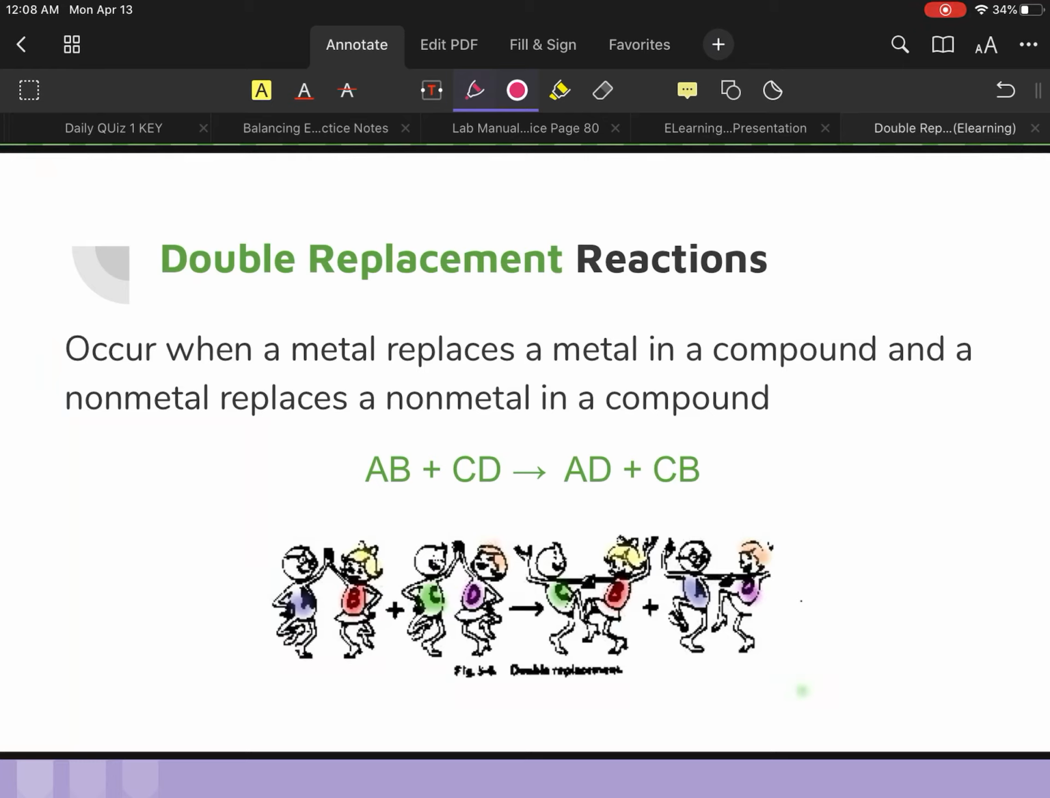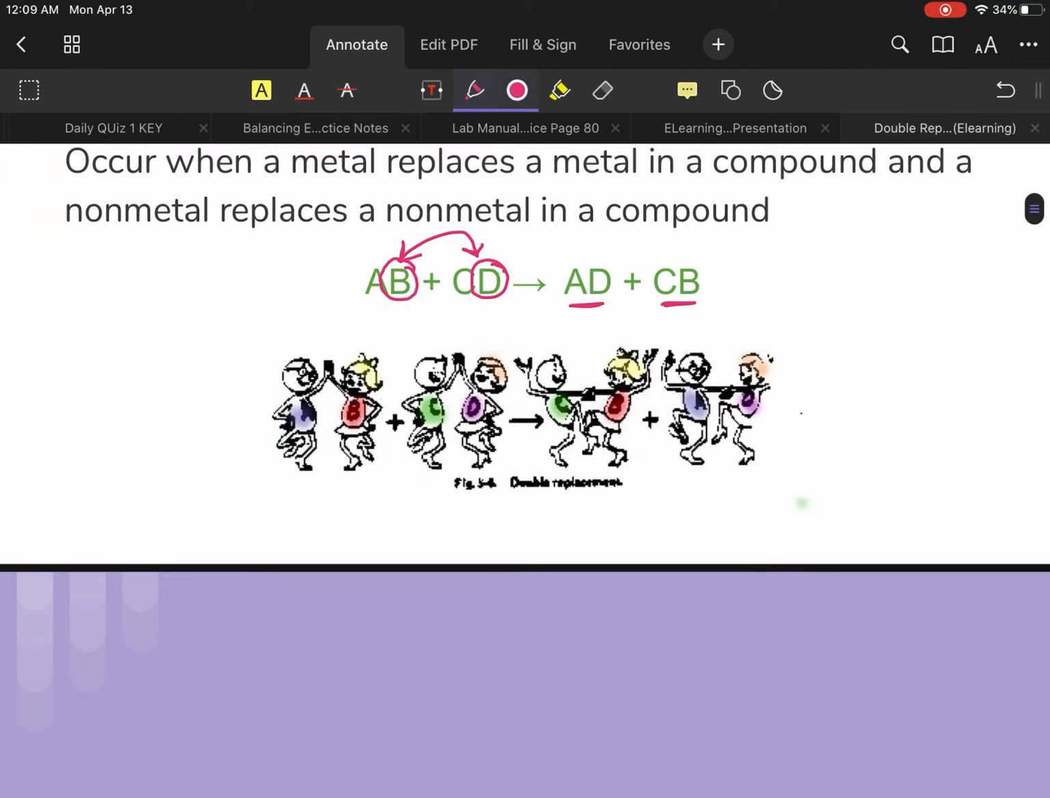So just to review, remember in double replacement reactions, we're actually swapping two elements from two different compounds. So in this case, I've basically taken this second element and I've swapped them, or replaced them. So then over here, we can see that D is now next to A and B is now next to C. So we've just had two different elements that have swapped places.